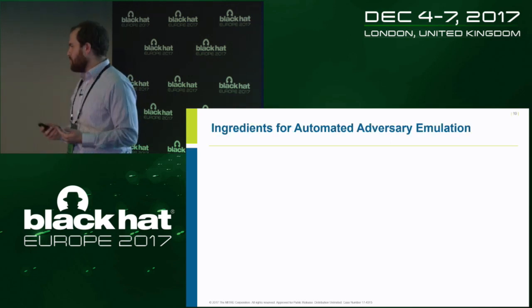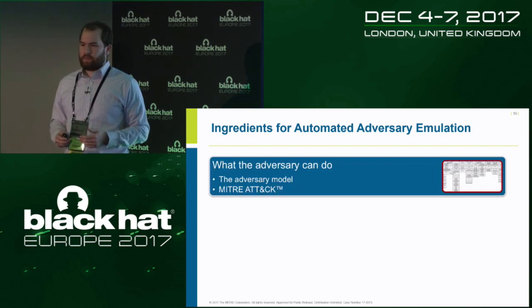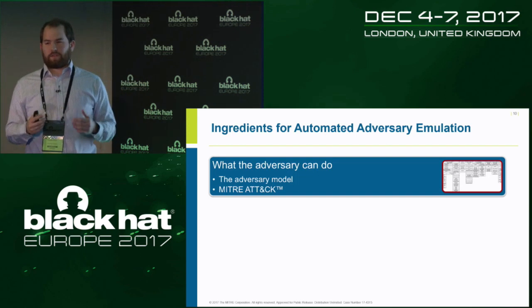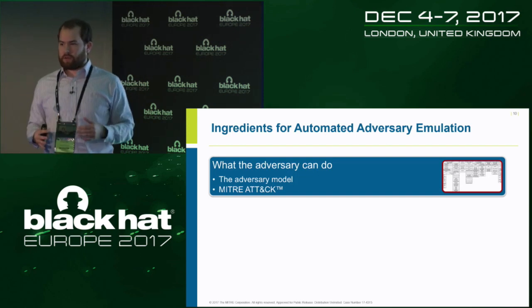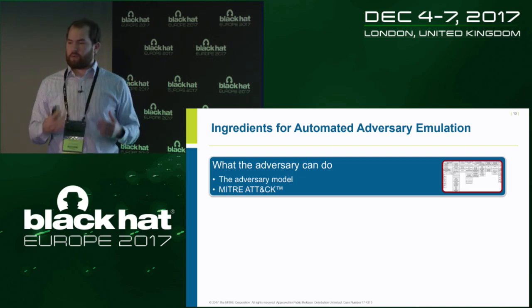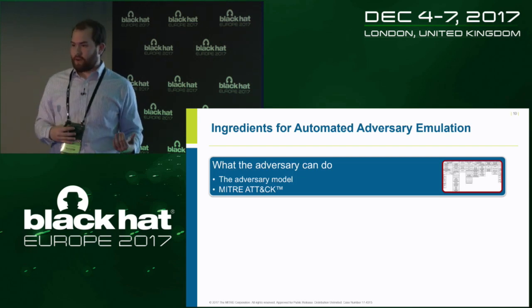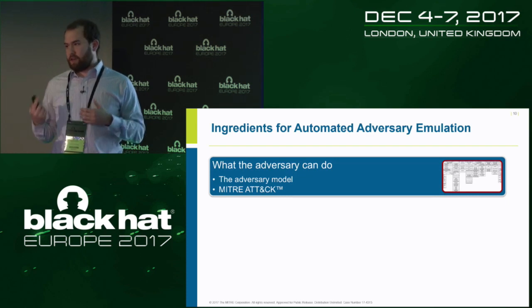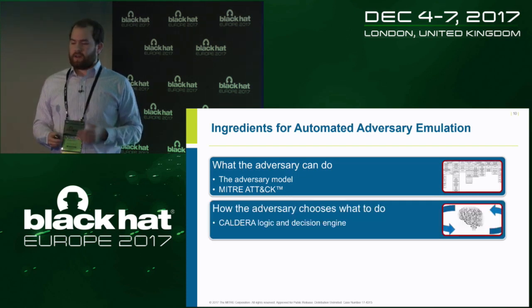There are three key components to designing a system that automates adversary emulation. The first one is what the adversary is able to do, the feature set that the adversary has. The thing that we used is something that we also created called ATT&CK, so of course we used it. But it is actually a really good model. Andy will talk about this in a minute.